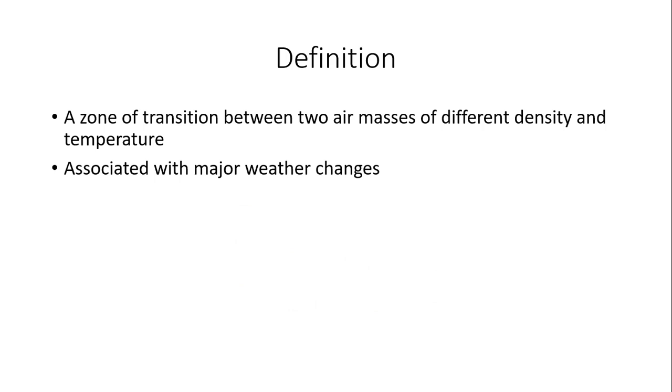Starting off with the definition of a front, a weather front, it's a zone of transition between two air masses of different density and temperature. And when I talk about different density, I definitely need to mention different moisture levels, whether it's dry or moist. That's a big part of the density of the air, along with that temperature. Now, fronts are associated with major weather changes.